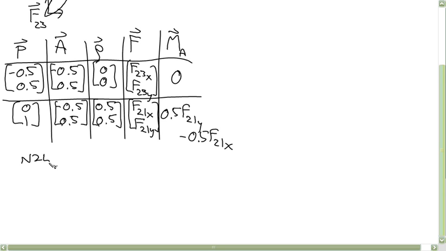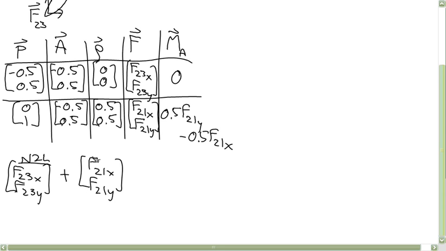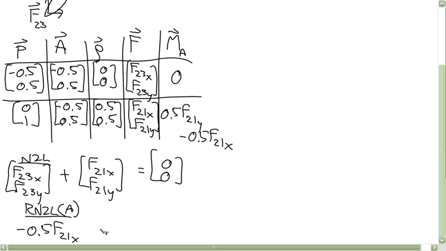Okay, so Newton's second law says F23x, F23y plus F21x, F21y is equal to 0, 0. And the moment equation says negative 0.5 F21x plus 0.5 F21y is equal to 0.